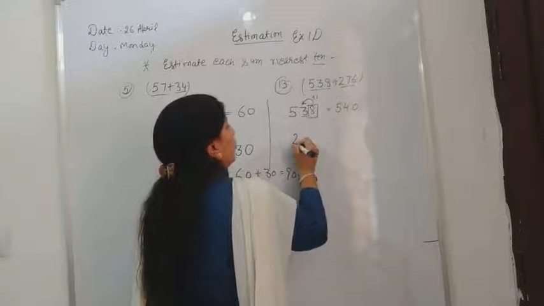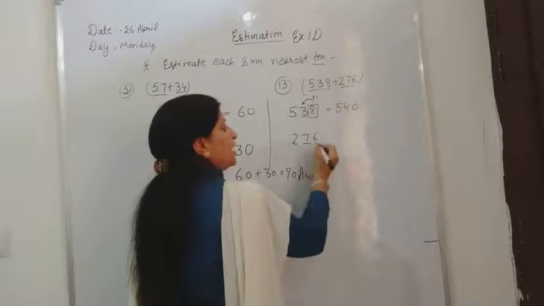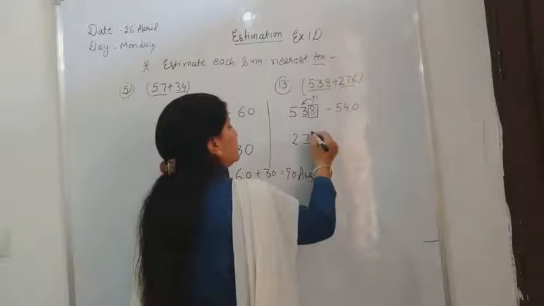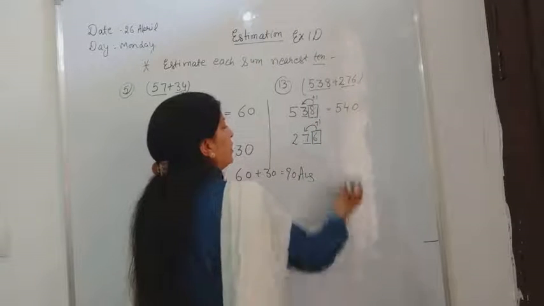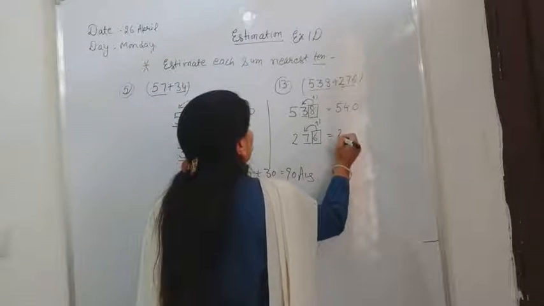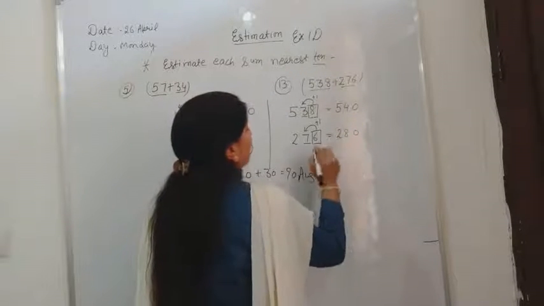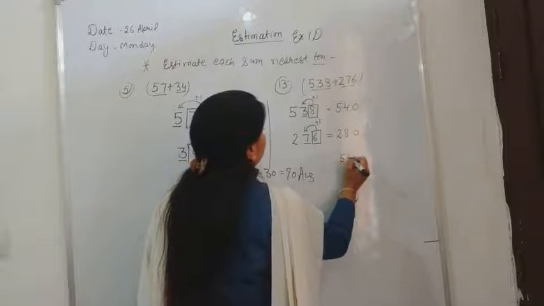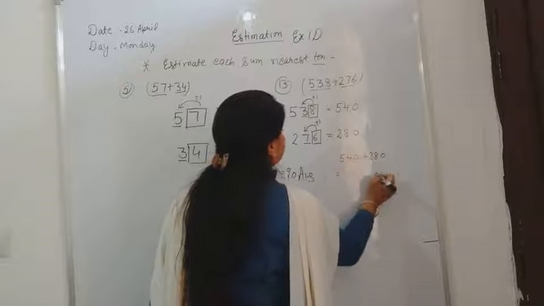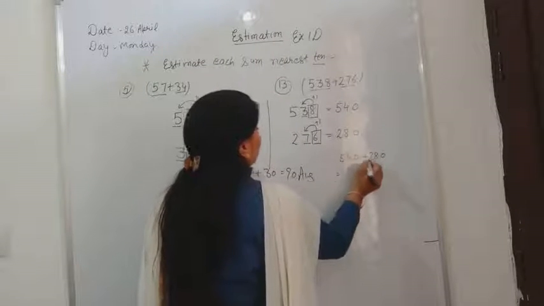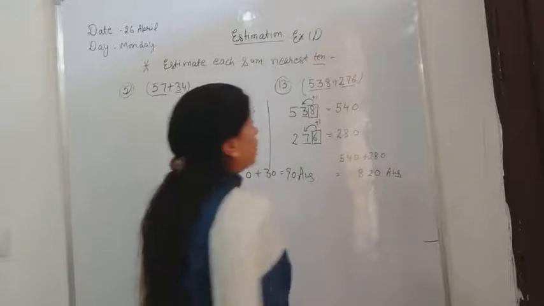Now we take the other number, 276. Here also the tens digit is 7 and the ones digit is 6. It is greater than 5, so we add 1 in this number and the number becomes 280. Now you have to add the numbers, and after adding you write 540 plus 280. Now your answer is 0, 8 plus 4, 12, 5 plus 2, 7 plus 1, 8, 820, and this is your answer.